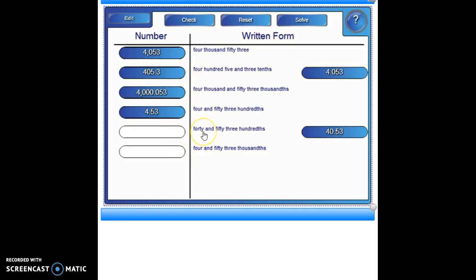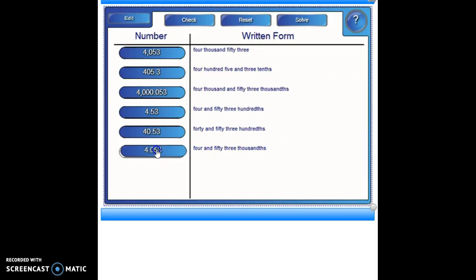Now we have 40 and 53 hundredths. Again, 40, decimal point, 53. This is the only one that has 3 in the hundredths place. And then lastly, we have 4 and 53 thousandths. This is to the thousandths place. Now we can check our work. And it looks like we got all of it correct. So this is showing again how we have the written form and how we go to the number form.